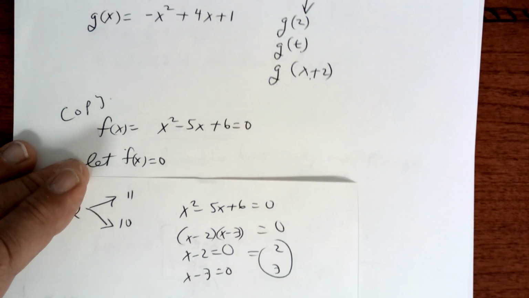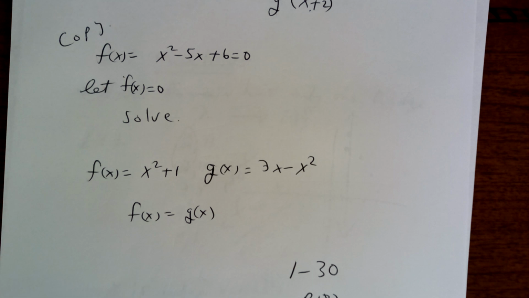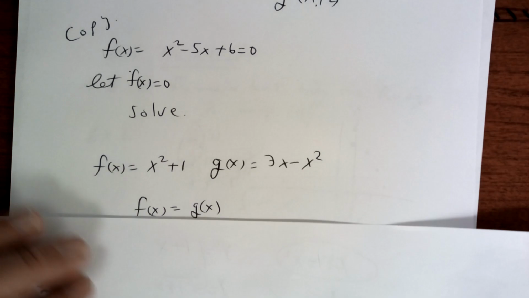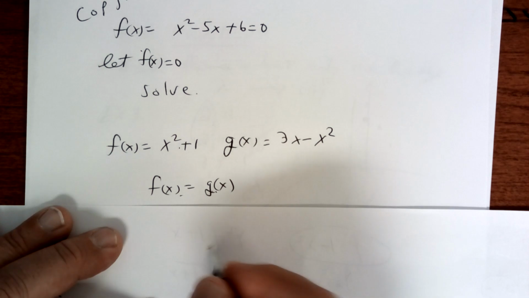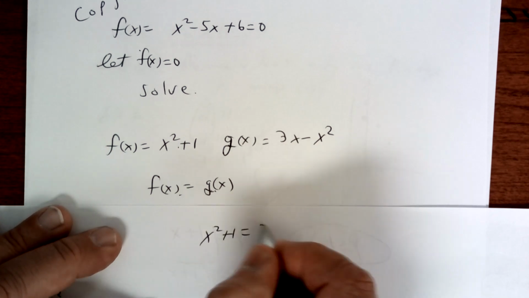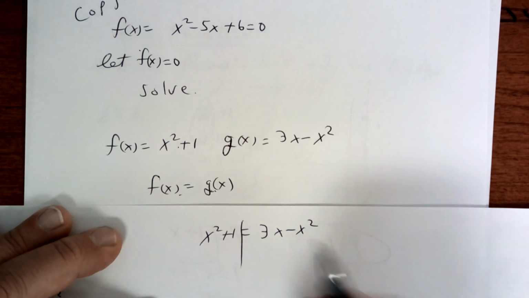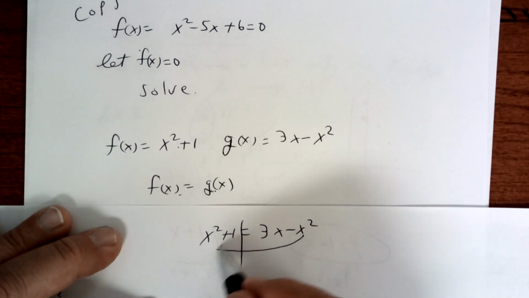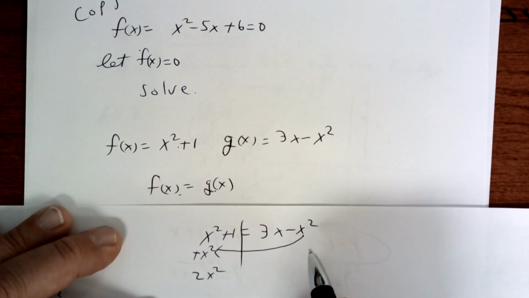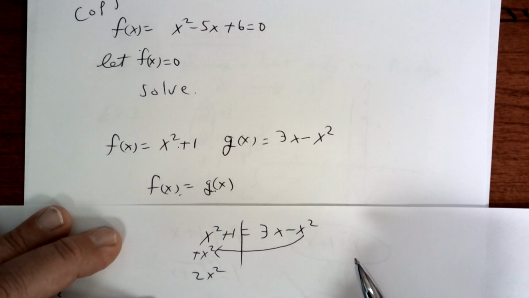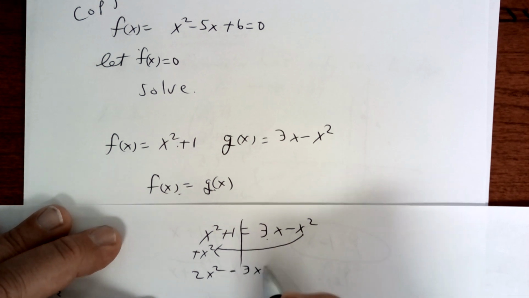There it is. This one right here, I'm going to need some more paper, but this one right here is a function, and they say let both functions equal each other. So you're going to say x squared plus 1 is equal to this one, and then you're going to solve that equation. So you're going to add x squared over here. That becomes 2x squared. You're going to move the 3x over here, so that's going to become a negative 3x plus 1 is equal to 0.